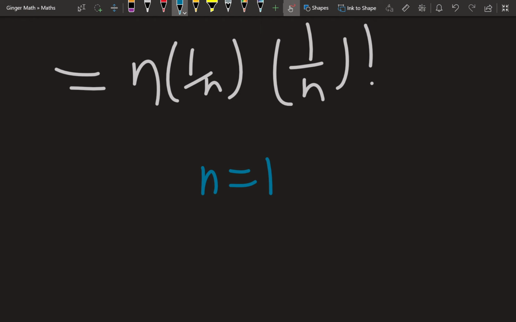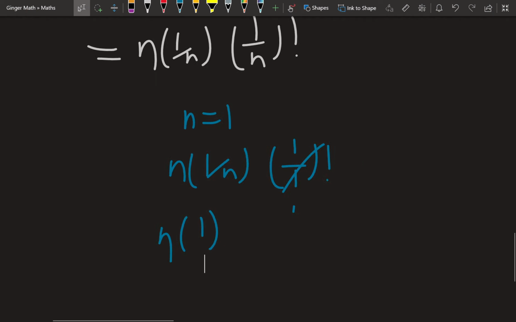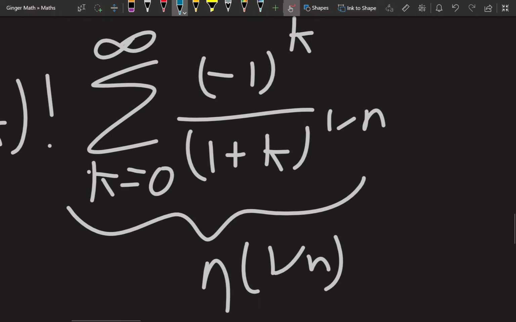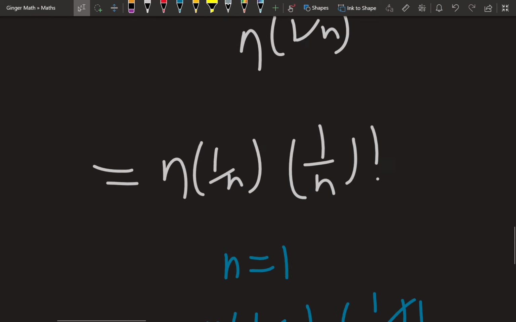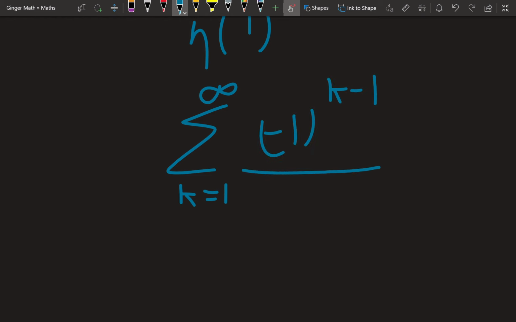And, well, we have what? Eta of 1 over n times 1 over 1 factorial. But this right here, well, it's just 1. So we have eta of 1. Now, some of y'all might be thinking, well, how am I supposed to know what eta of 1 is? Well, it's just an infinite series, just this right here. So I'm just going to plug in 1 for n, and with a little re-indexing, of course, we're going to end up with the sum from k equals 1 to infinity of negative 1 to the k minus 1 over k.